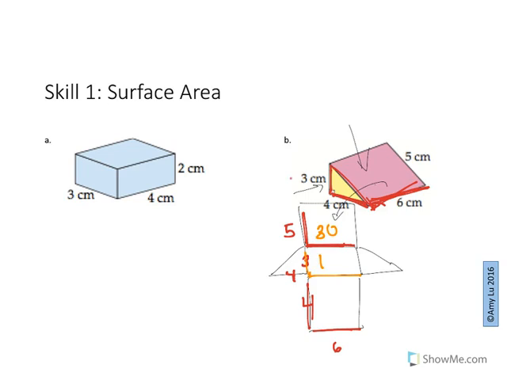6 times 3 here gives you 18. 6 times 4 here gives you 24. 4 times 3 is 12, and we want half because it's a triangle, so that's 6, and this side is also 6. Once you add these numbers all together, it should give you a surface area of 78 centimeters squared.